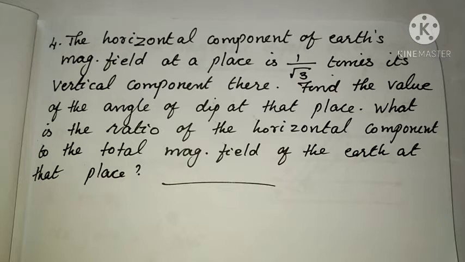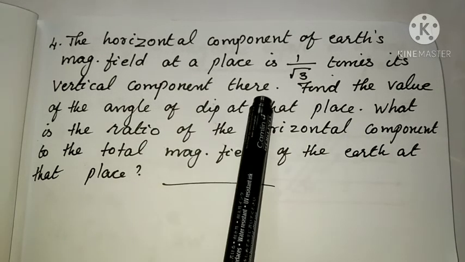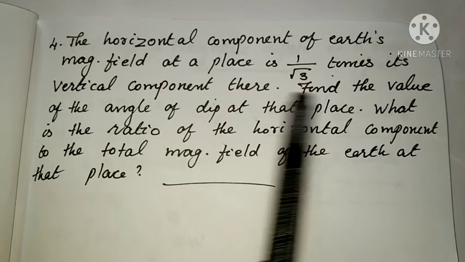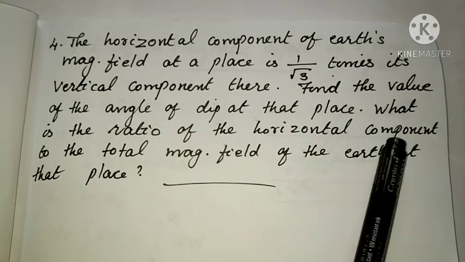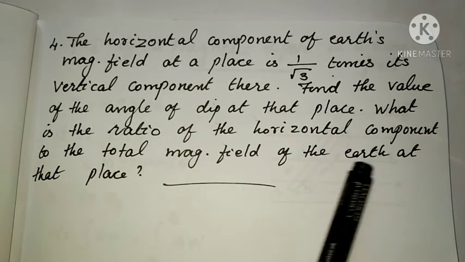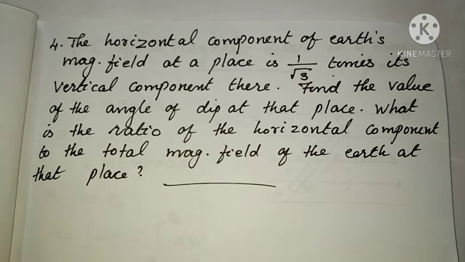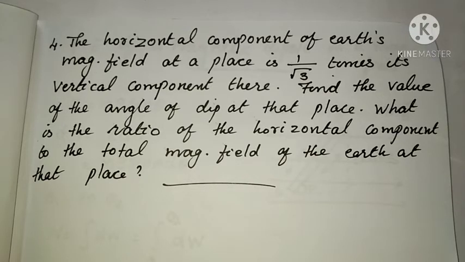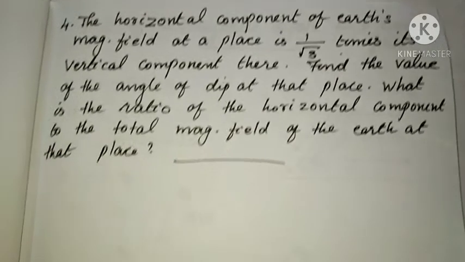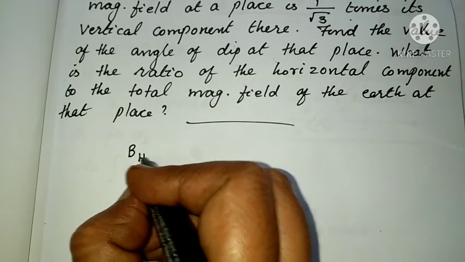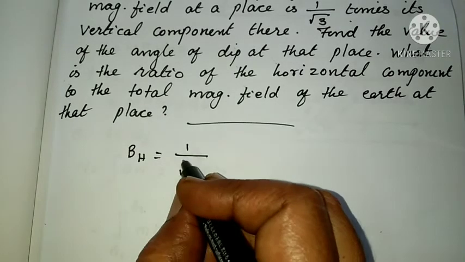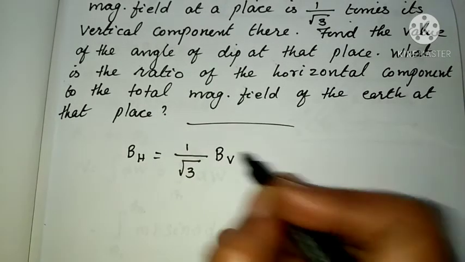Question number 4. The horizontal component of Earth's magnetic field at a place is 1 by root 3 times its vertical component there. Find the value of the angle of dip at that place. What is the ratio of the horizontal component to the total magnetic field of the Earth at that place? So, from the question, you know that the horizontal component of Earth's magnetic field is 1 by root 3 times the vertical component. So, we can write horizontal component BH equal to 1 by root 3 BV.